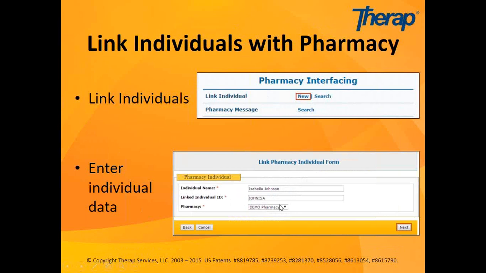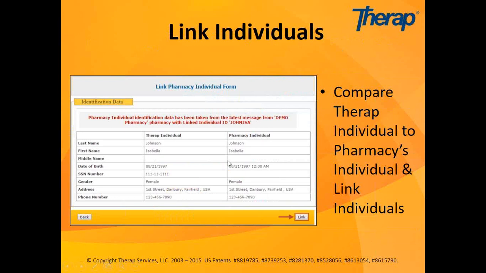I would go ahead and enter information about my individual that I want to link. So if I want to link with Isabella, I have to give her a linked individual ID that both I and the pharmacy are going to have. So whatever your parameters are, or the pharmacy comes up with parameters, you're just going to use that, and then you can go ahead and link from a pharmacy who you are going to be linked to. So far, pretty easy to go through that process.